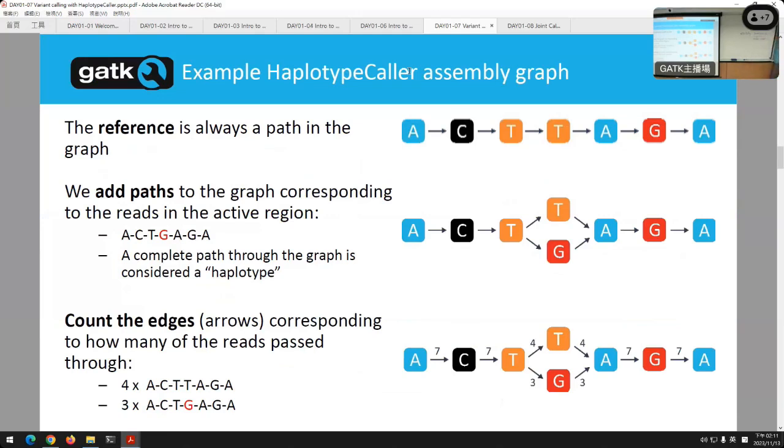At some point I'll throw reads in, and imagine this is the case of a heterozygous SNP. So half the reads will have the reference allele, the wild type allele, and half the reads will have a mutation. You'd expect, let's say there were 7 reads, maybe 4 had the T and 3 had the G. So you count those in your path, and congratulations, you've done assembly. Pretty simple? Any questions about that?